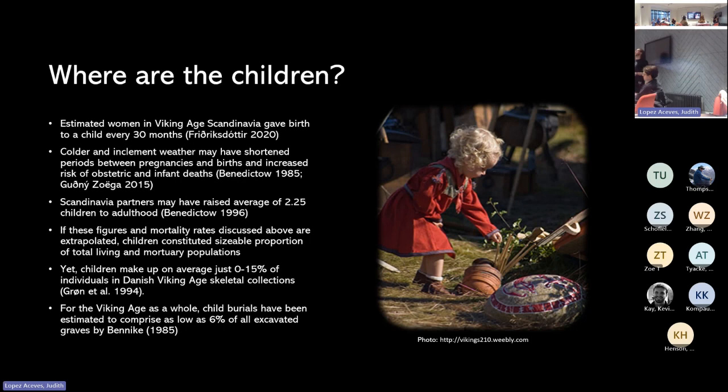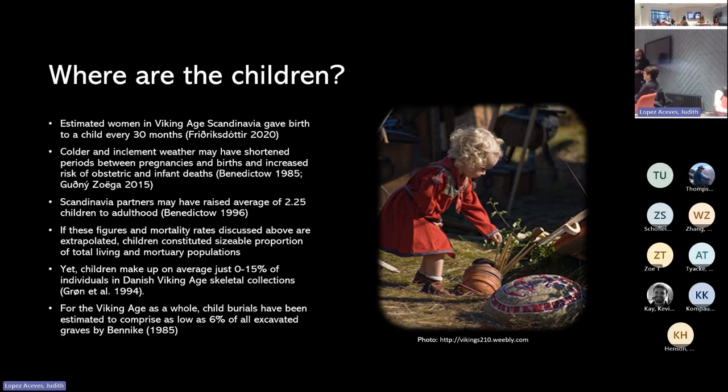So where are the children? It's estimated women in Viking Age Scandinavia gave birth every 33 months. And this might actually have been a shortened period due to climatic and various other conditions in Scandinavia. Demographically, it's been suggested that parents might have raised 2.25 children. I don't know what they're doing with the other quarter, but go back.